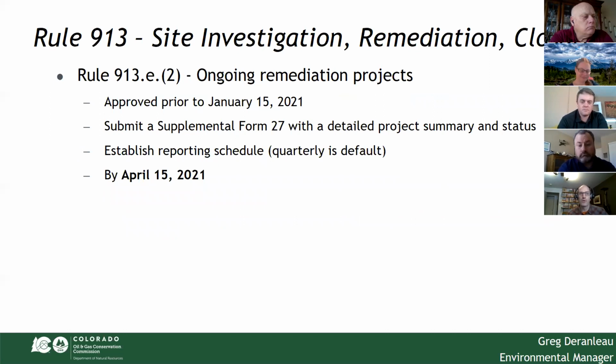So for ongoing remediation projects, this is an important timing date, and it is coming up. This is remediation projects that were approved prior to January 15th, 2021. The rule requires that you submit a supplemental Form 27 with a detailed project summary and status. And in this Form 27, you can establish a reporting schedule. Again, quarterly is the default. This first update is required by April 15th, 2021. So that's right around the corner.